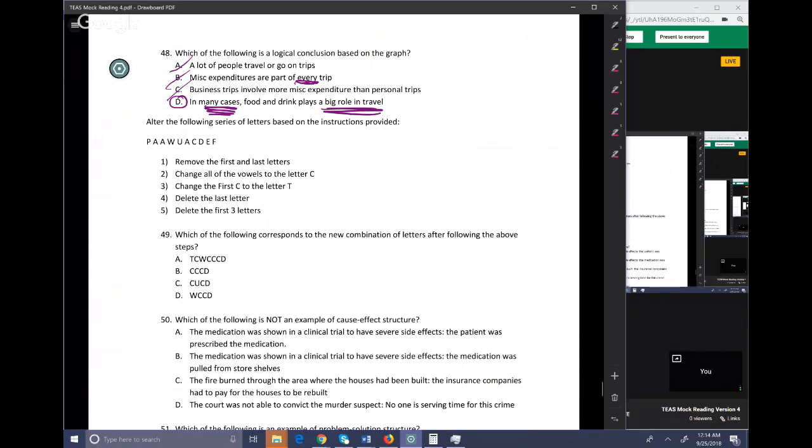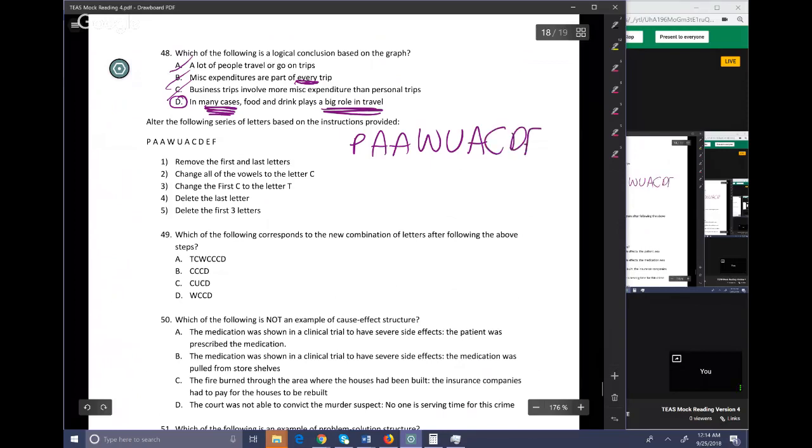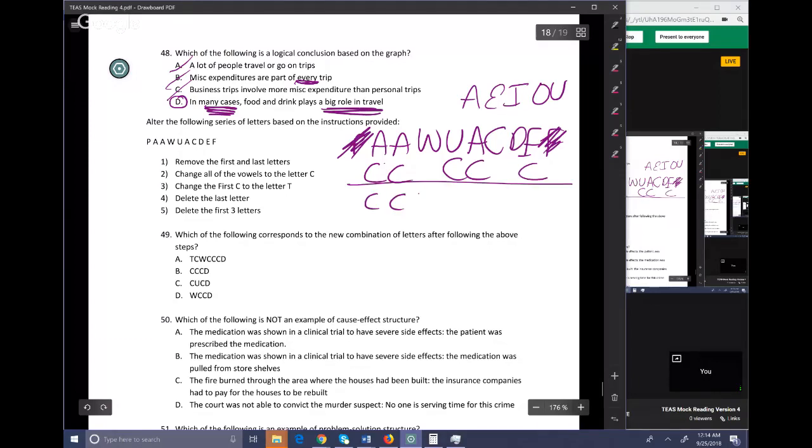Alter the following series of letters based on the instruction packet. Always write this onto your scratch paper. Check and double check your copy job when you do. It says remove the first and last letter. Then it says change all of the vowels to C. The vowels are A, E, I, O, and U. Don't forget about U. So we're going to change all of the vowels. When you do that, go ahead and copy your new word down so you don't get confused. And then it says change the first C to the letter T.